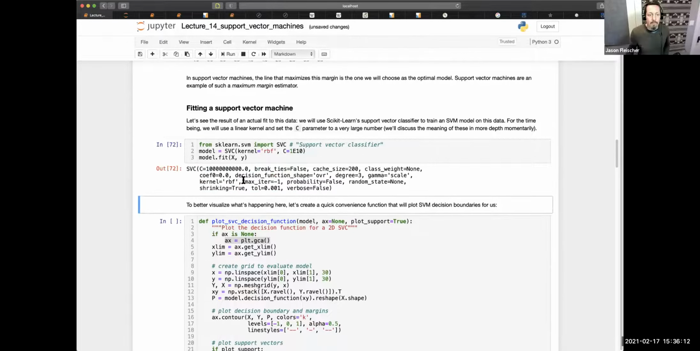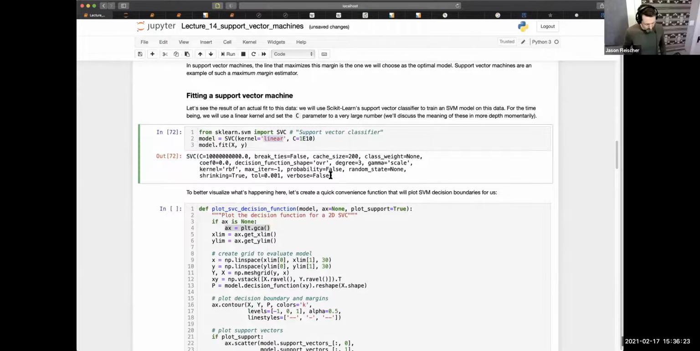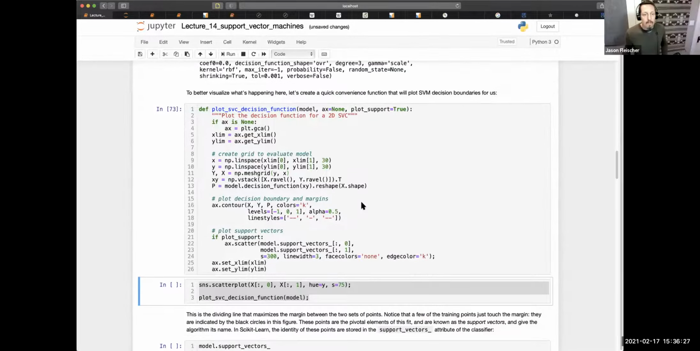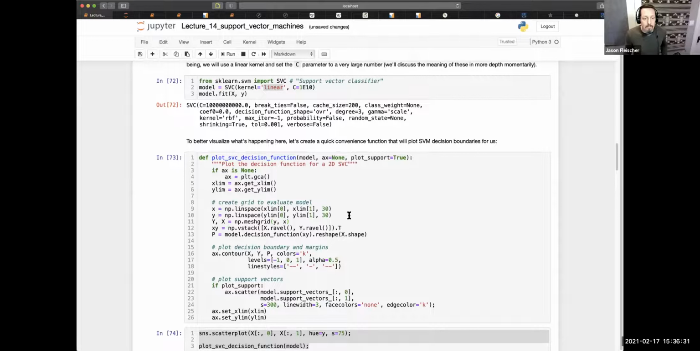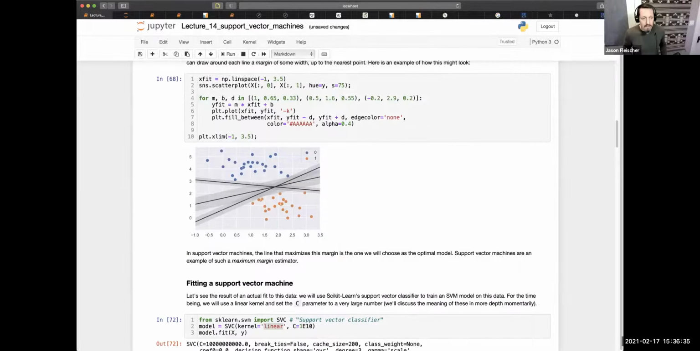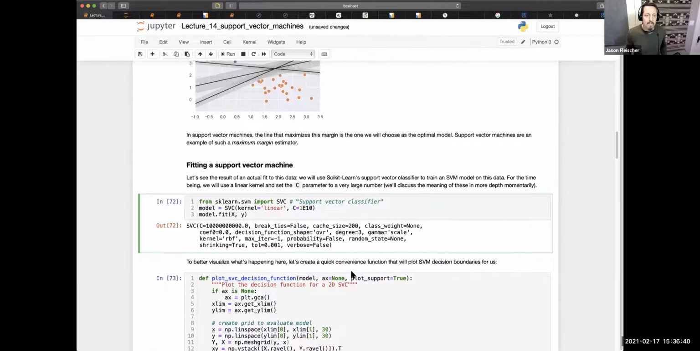There we go. So now we have a radial basis function, that Gaussian kernel. All right, so that doesn't matter. Let's just get this. So, no, oops, it did need to be redone. There we go. Linear.